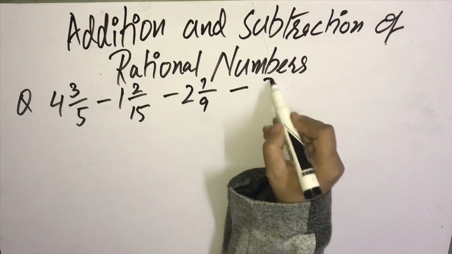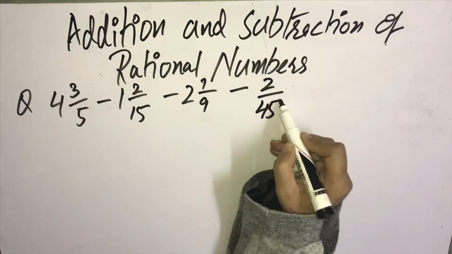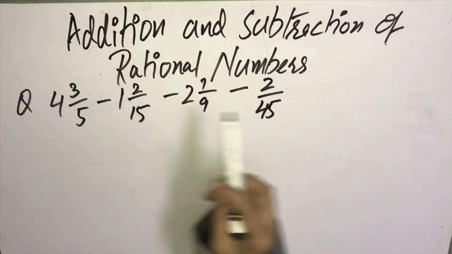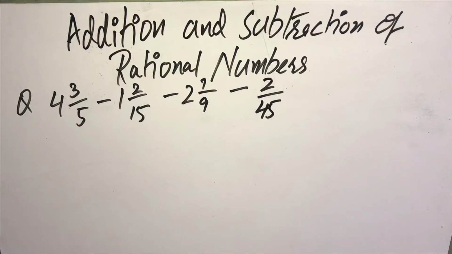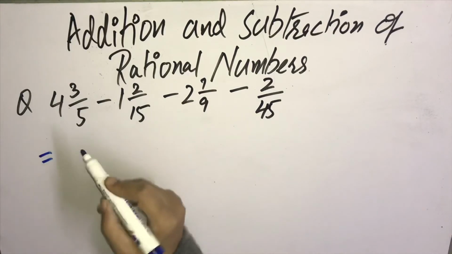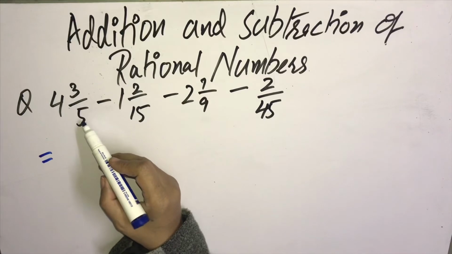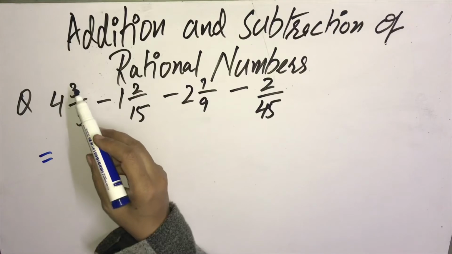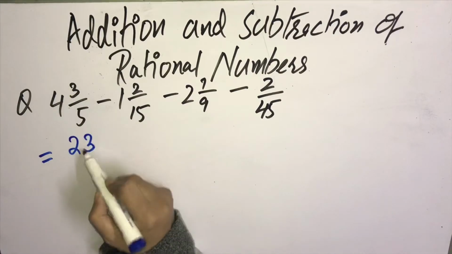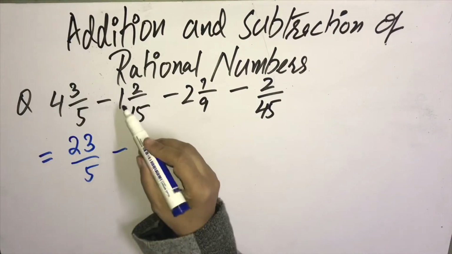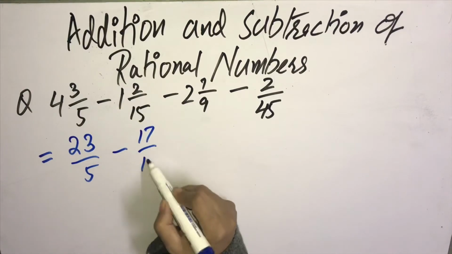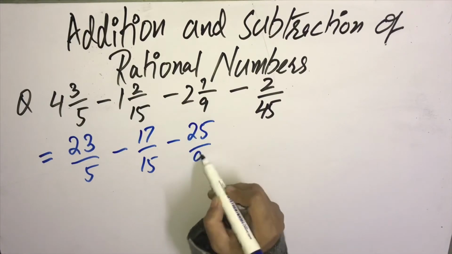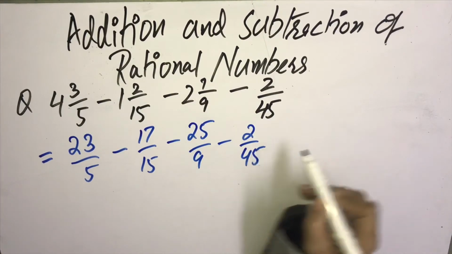The last example has 4 terms, a proper fraction and 3 mixed numbers, and all are going to be subtracted. So the first step is to convert them into improper fractions. How do we do it? We multiply the denominator with the whole number. 5 4 times 20 plus add the numerator, 23 over 5. 15 1 times 15 and 2, 17 over 15. 9 2s are 18 and 7, 25 over 9, and 2 by 45 as it is.